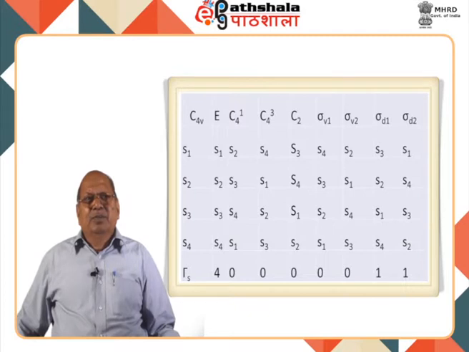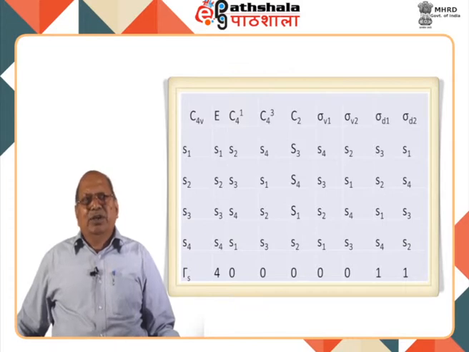Let us take the S1 function and see the various symmetry operations. That is, under E, S1 remains S1, C41 it goes to S2, C43 it goes to S4, C2 it goes to S3, sigma V1 it goes to S4, sigma V2 it goes to S2, sigma D1 it goes to S3 and sigma D2 it goes to S1. Sigma V1, sigma V2, sigma D1, sigma D2 have already been defined.